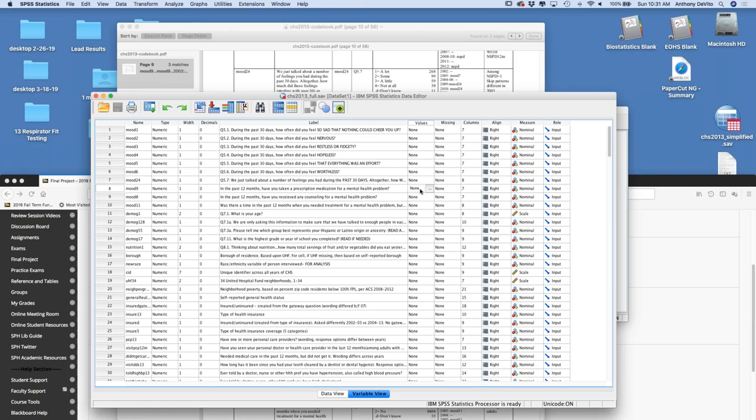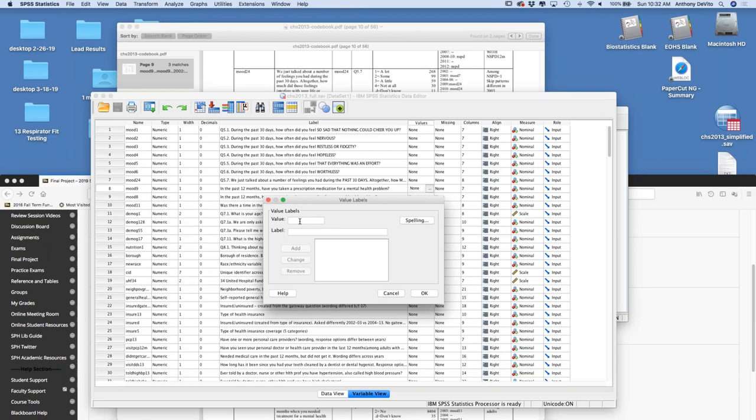And now I can tell SPSS that the value 1, oops, I got something in my way here. Let me try that again. The value 1 equals took medication, and the value 2 represents did not take medication. Okay, I could have just called that yes and no also.